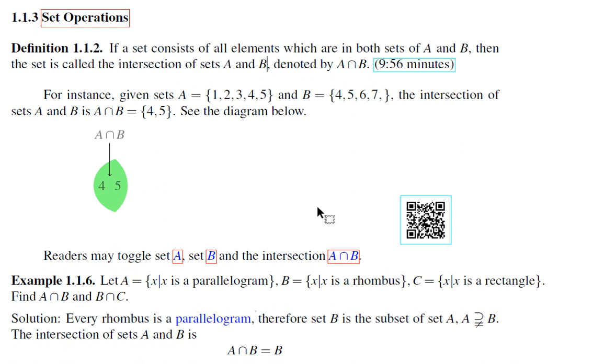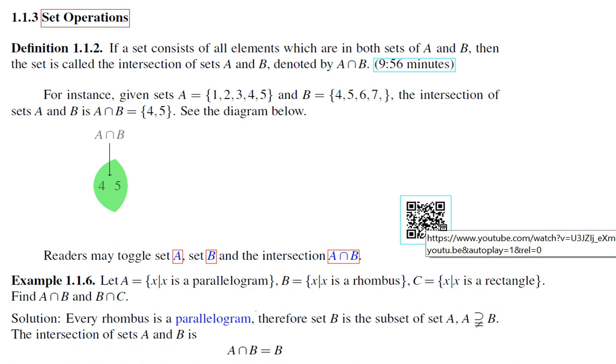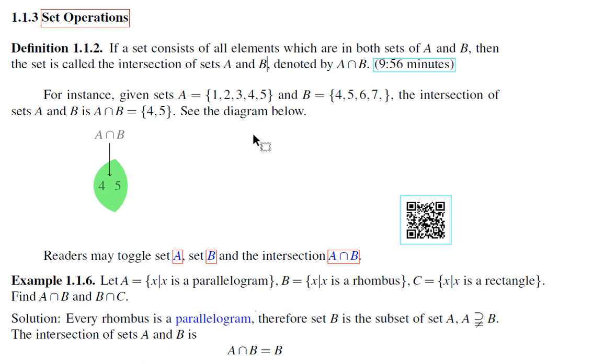Again, if students do not like to read, here is the YouTube link, they can click this QR code. All they need to do is use the cell phone camera to scan this QR code, and then the video lecture will jump out from their cell phone to explain the definition or the concept of the intersection between sets A and B.